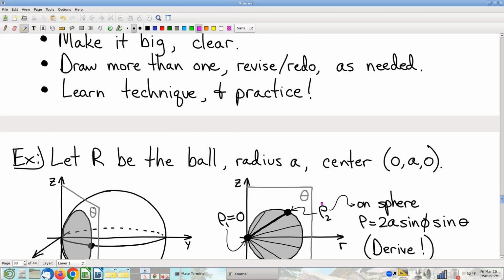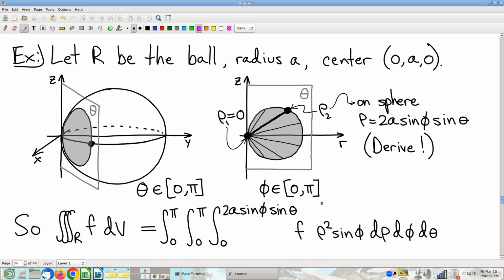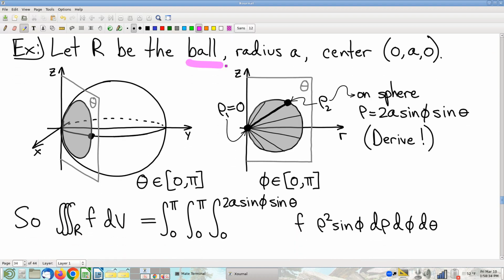Okay, moving along. So let's suppose we have now a different ball. This time, radius a, center again not at the origin, offset from the origin, this time in the direction of the y-axis. So this ball right here. Keep in mind, spherical coordinates is not symmetric with respect to the x, y, z axes. Z is special for spherical coordinates. So we should not expect this to be the same sort of thing as the last example.